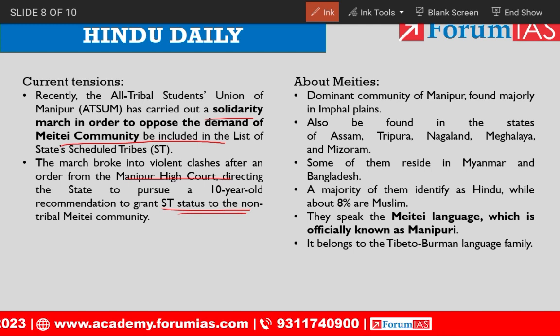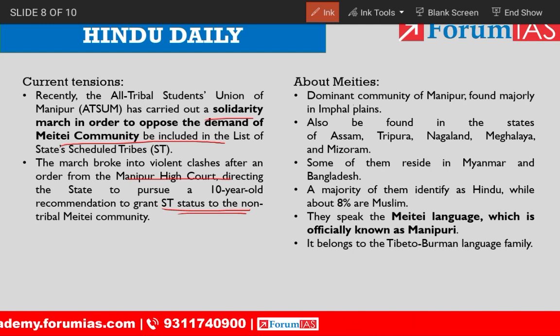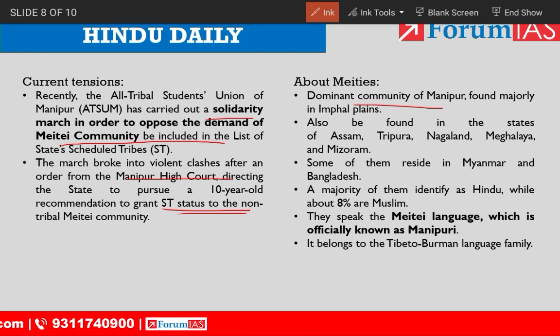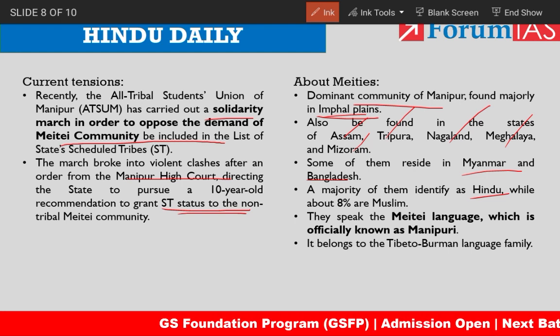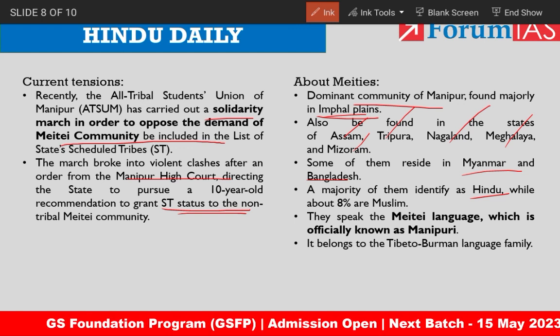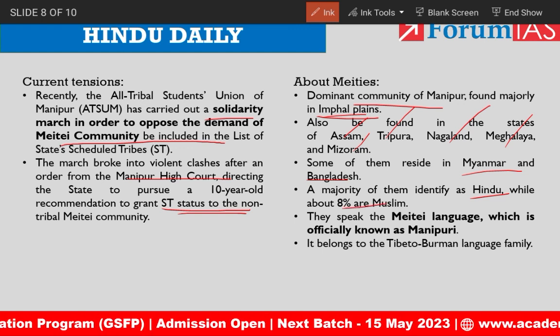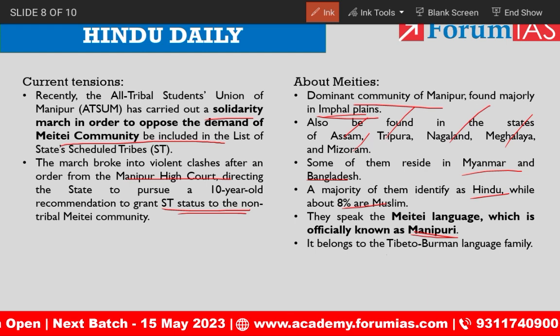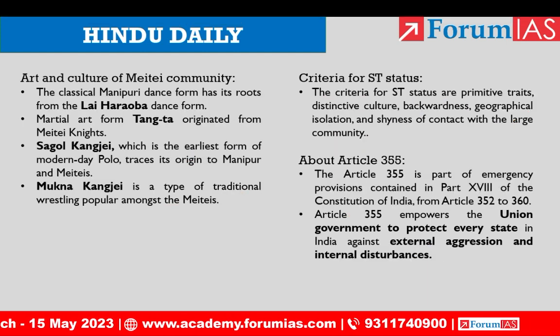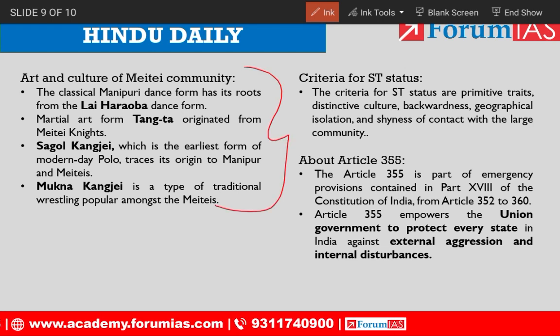So what else should you know about Meitei people? They are the dominant community of Manipur because their population is high, and they are majorly found in and around the Imphal plains. They are also found in other states like Assam, Tripura, Nagaland, Meghalaya, and Mizoram. Some of them are in Myanmar and Bangladesh also. The majority of them identify as Hindu. More than 90% of them are Hindus, I guess, but I'm not sure. Some people say only 50 to 60% of them are Hindus, and 8% are Muslim. They speak the Meitei language, which is officially known as Manipuri, and as you all know, it belongs to the Tibeto-Burman language family. So this is very important from the exam point of view.